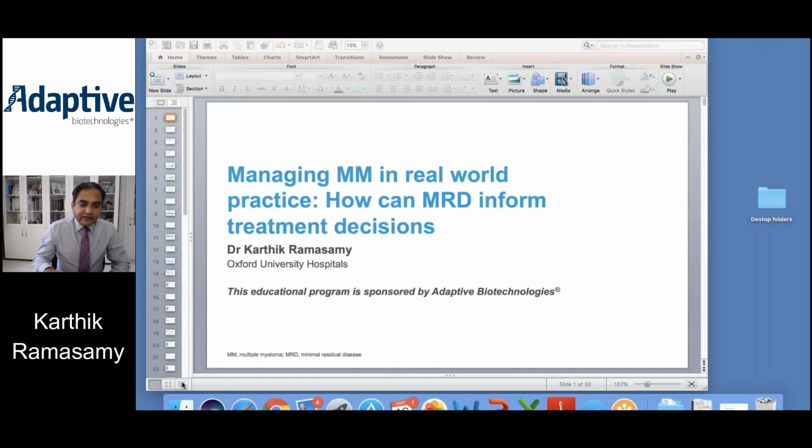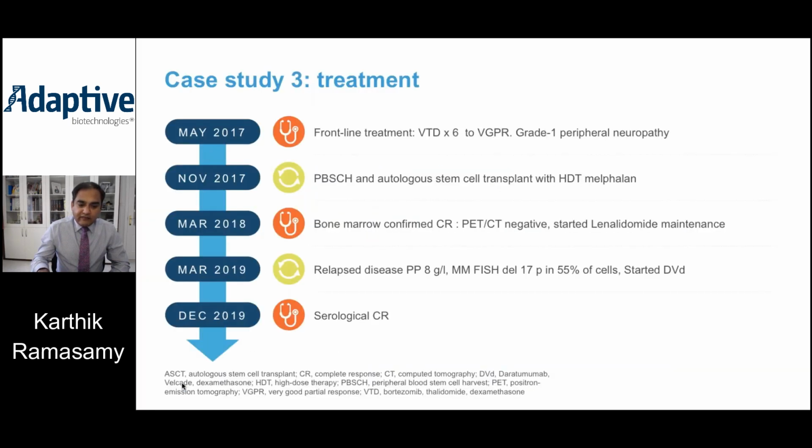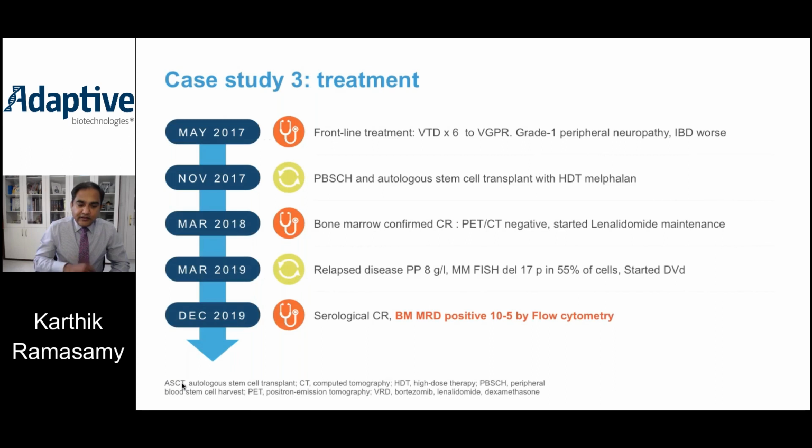Let me go back to the patient and then give you an additional piece of information. At the time, serologically, she was in complete response. We had performed a bone marrow, and the bone marrow was MRD positive by flow cytometry at 10⁻⁵. So this lady has completed the DVD combination therapy. She has high-risk disease. She's in serological CR, but she's MRD positive at 10⁻⁵ by flow.